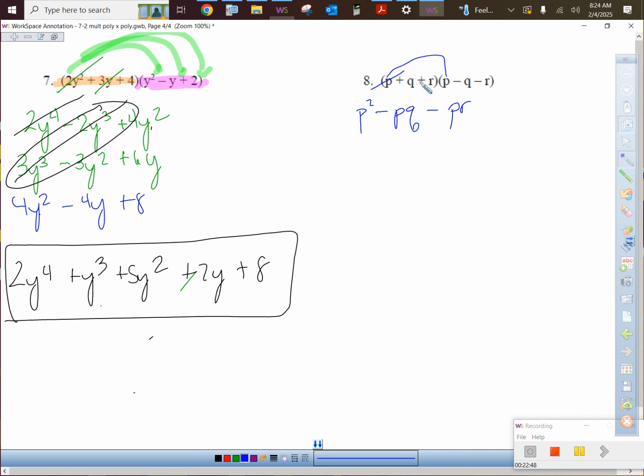So then P times Q. Let's use a different color. And then minus Q squared. And then minus QR. Done with you. And then PR, minus QR, minus R squared.